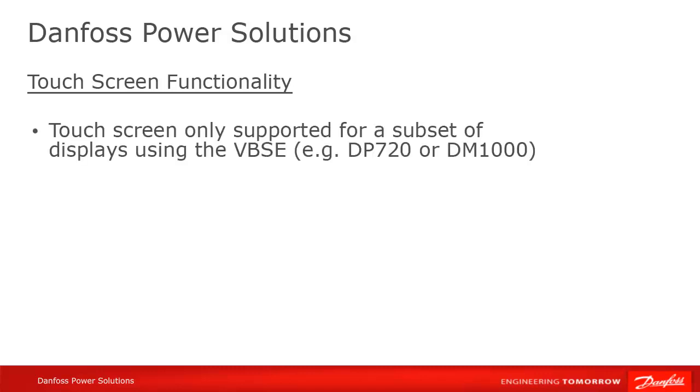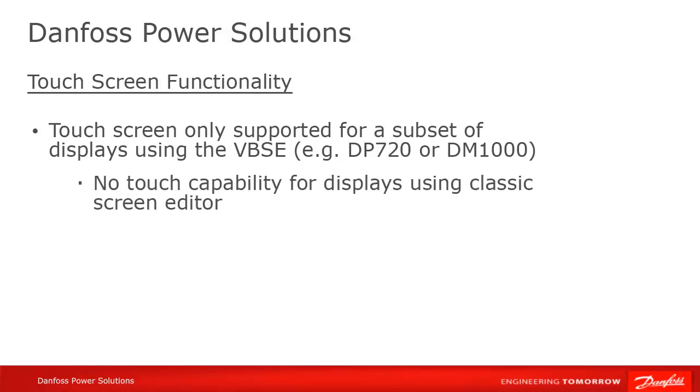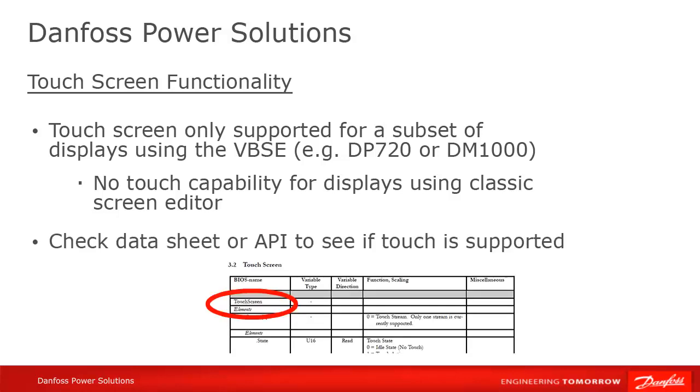Several Danfoss displays have touch detection capabilities. Examples are the DP720 and the DM1000, but the list will be continually growing. All touch-capable displays use the Vector-Based Screen Editor, or VBSE. Check the datasheet or the API in the HWD for your display to see if your display supports touch functionalities.